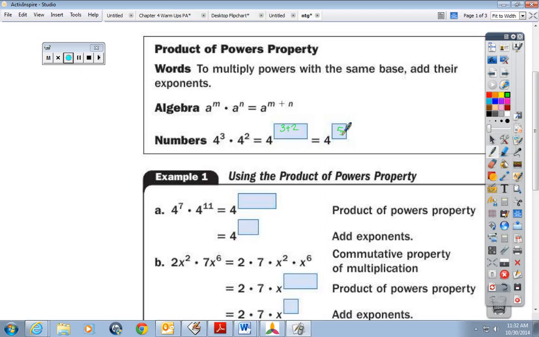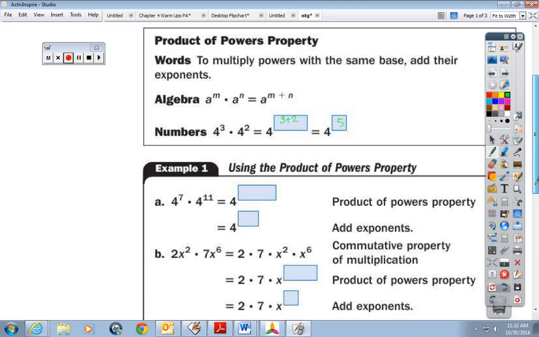Now, do we have to evaluate this? It doesn't say so. If we have to evaluate, what would we do? We would go 4 times 4 times 4 times 4 times 4. Now, would I make you work that out? No. Because what kind of button do we have on the scientific calculator? We have a button, x to the y power, and we can plug that in and find the answer. I'm not asking y'all to do that today.